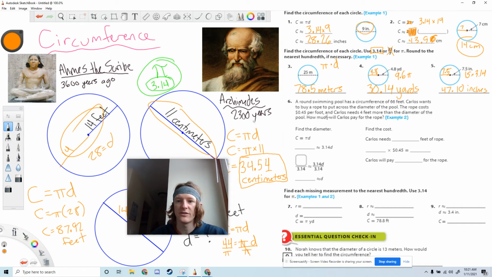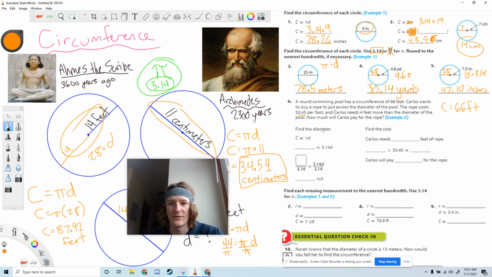Number 6 gets a little tricky. I promise you won't have one this hard on your homework, but we have a round swimming pool that has a circumference of 66 feet. Carlos wants to buy a rope to put across the diameter of the pool. The rope costs 45 cents per foot, and Carlos needs 4 feet more than the diameter of the pool. How much will Carlos pay for the rope?